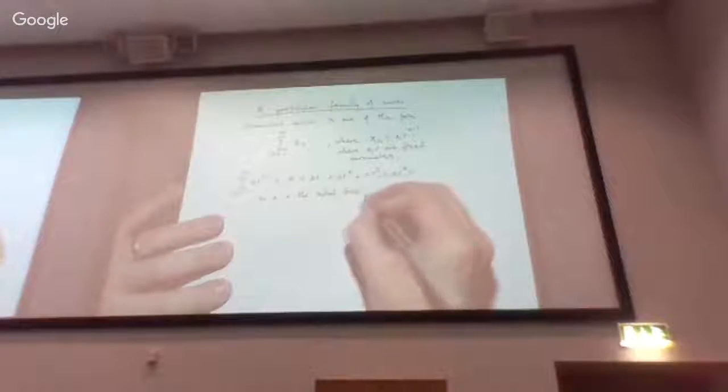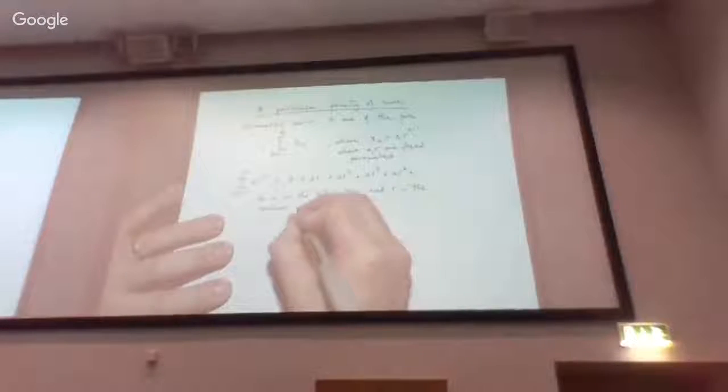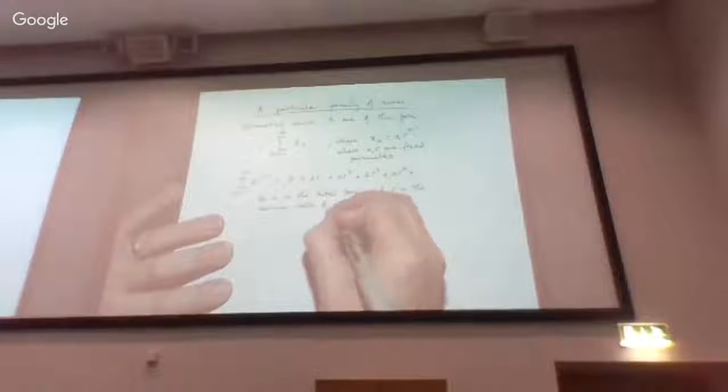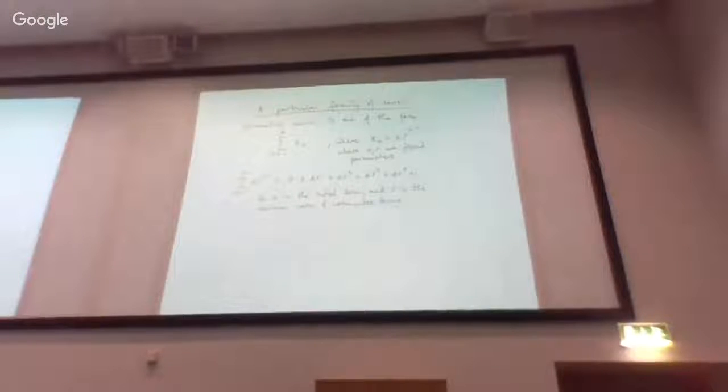A is the initial term, and r is a common ratio of consecutive terms, sometimes called. You take two consecutive terms, one after another, and you divide one by the other, you put them in a ratio, you always get the quantity r. Divide one term by the one that came before it, you always get r.